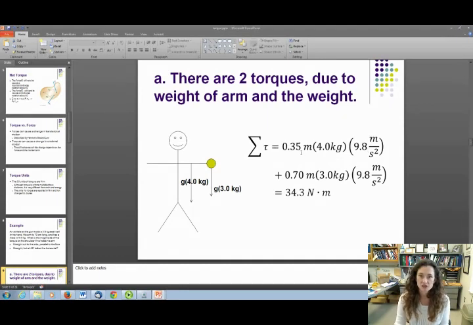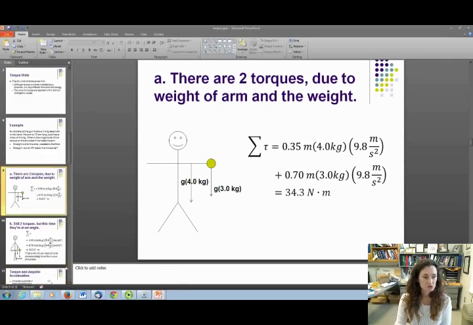Now, they're both going to cause a rotation in the same direction, so I'm going to sum them both up, plus 0.7 meters times 3 kilograms times 9.8 meters per second squared. If I sum those two things up, I get 34.3 newton meters for the torque. All right, so that's the answer to part A.